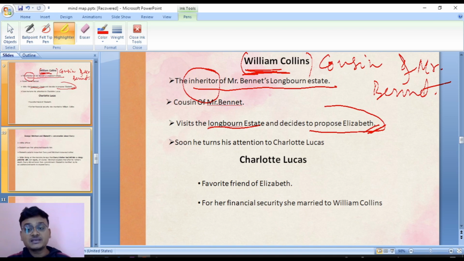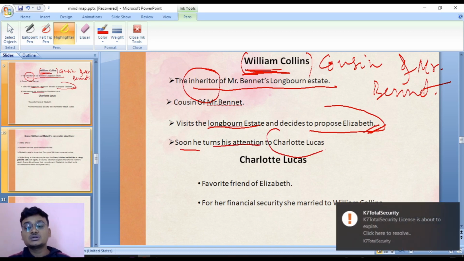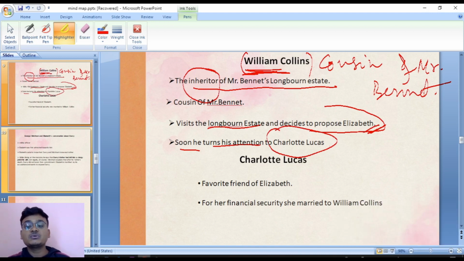when Elizabeth refuses politely the proposal of Mr. Collins. Everybody was shocked actually when they came to know that William Collins proposed to Elizabeth. But Elizabeth refused very politely the proposal of William Collins. Soon, what does he do? Soon, he turns his attention to Charles Lucas, towards the best friend of Elizabeth.